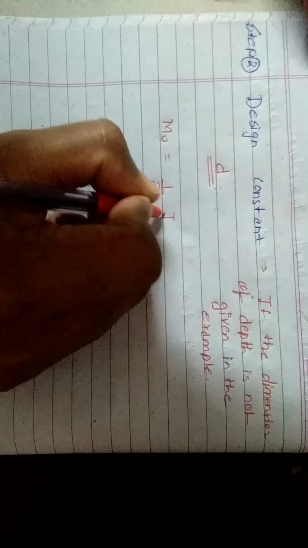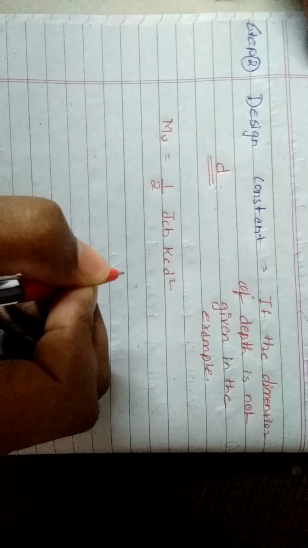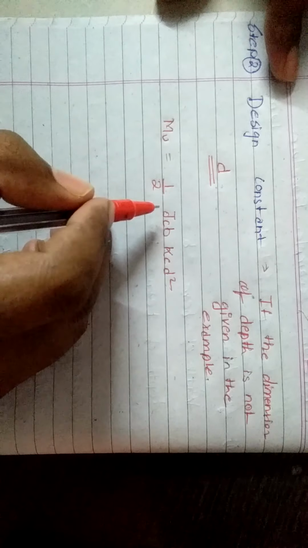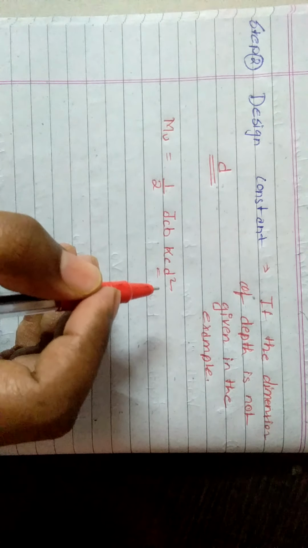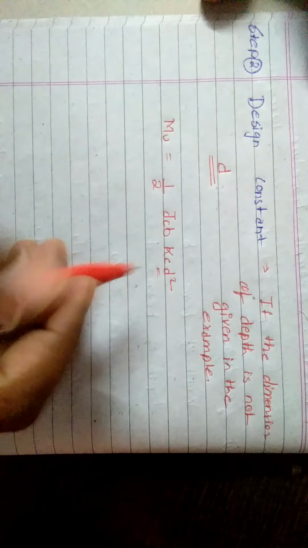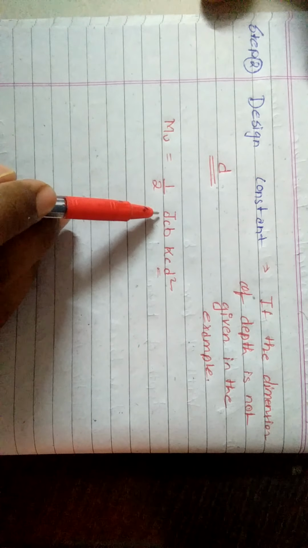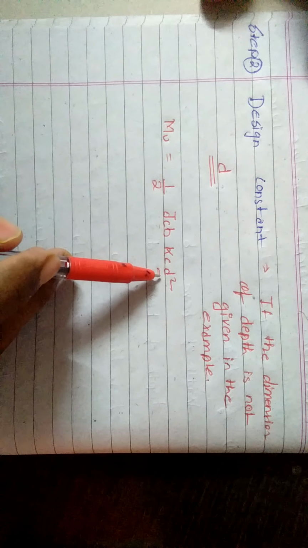For that, the formula is not given, so I will write this with the red pen. That is Mu is equal to 1 by 2 JCB KCD square. When I solve an example for the value of d, and the IS code does not give it, in that particular case I most probably note down this term: JCB KCD d square.